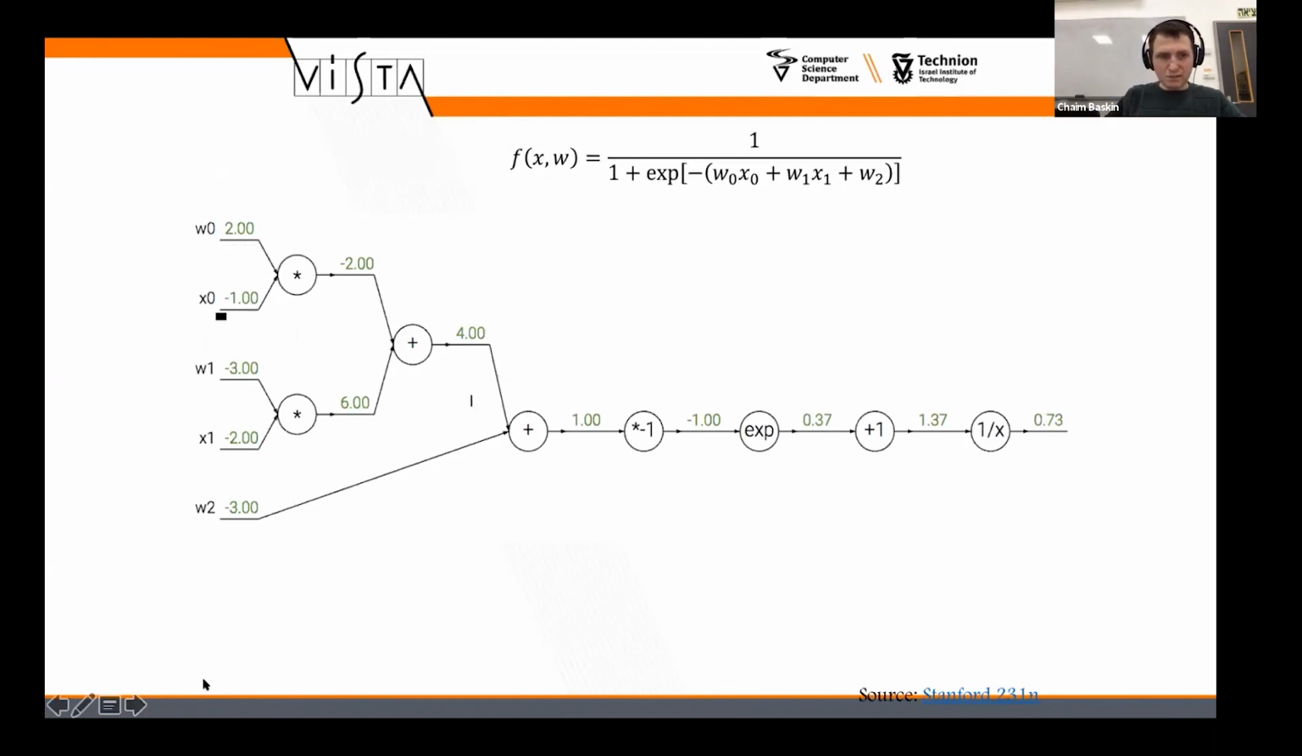And then we have a result. The value that we calculated is 0.7, and the real value is one. So we have a loss. We should update our weights accordingly. Is it clear?